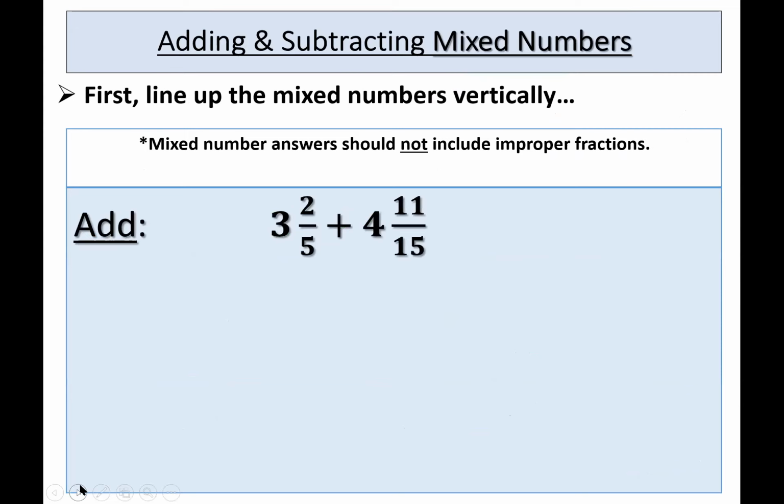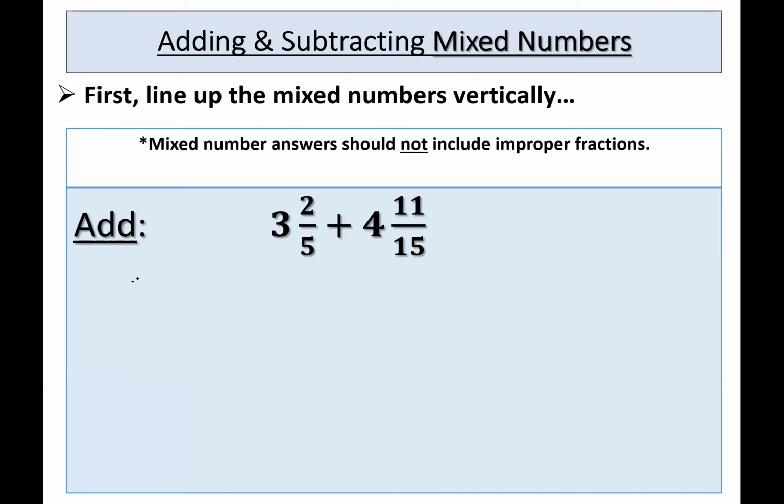So the last 2 examples in our notes here deal with mixed numbers again, but we're going to be adding and subtracting. For these problems, you don't necessarily need to change them to improper, although you could. But what we're going to do is actually line them up vertically. So that's what this first sentence says. First, line up the mixed numbers vertically. And then notice mixed number answers should not include improper fractions.